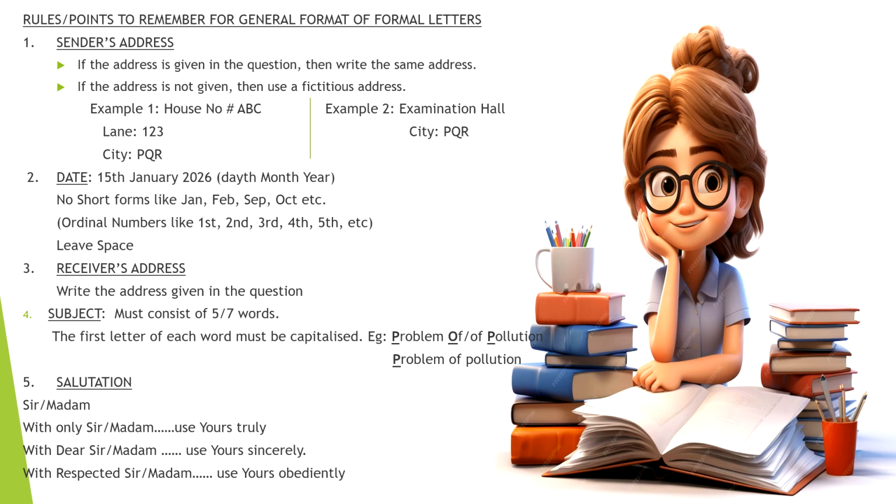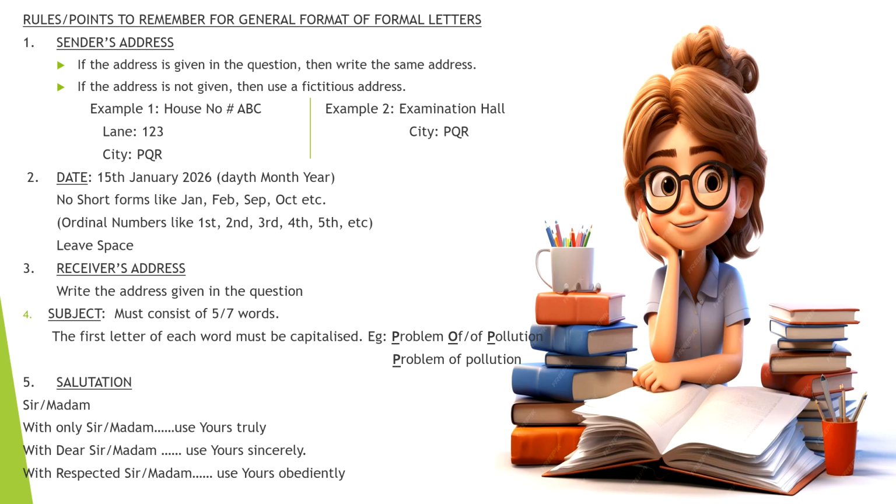They should not be the same. For example, house number 123, lane or road number 123, city 123. This is wrong. Or house number ABC, lane ABC, city ABC. This is wrong. We have to use different letters or different numbers for house, lane and city. The second option you have is to write examination hall and then city PQR.